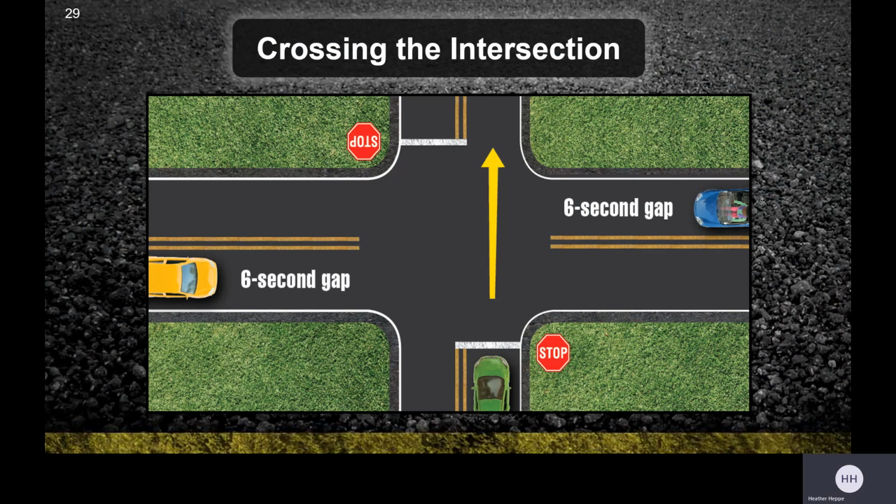Crossing the intersection, we want to make sure that we have a good gap. Why is it important to be able to judge gaps in traffic? Once you reach an intersection, you must decide when it's legal and safe to proceed across the turn. A gap in traffic is the distance or time between the back of one vehicle and the front of the next.